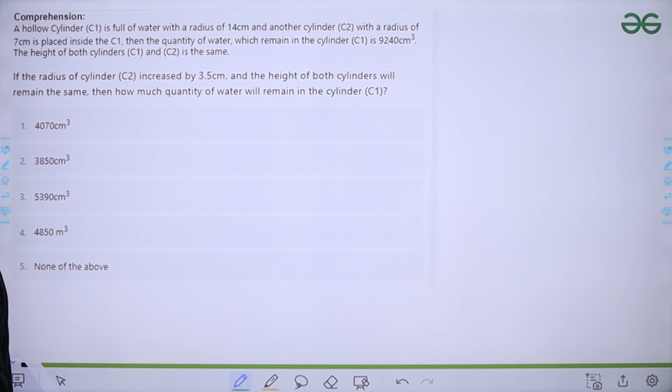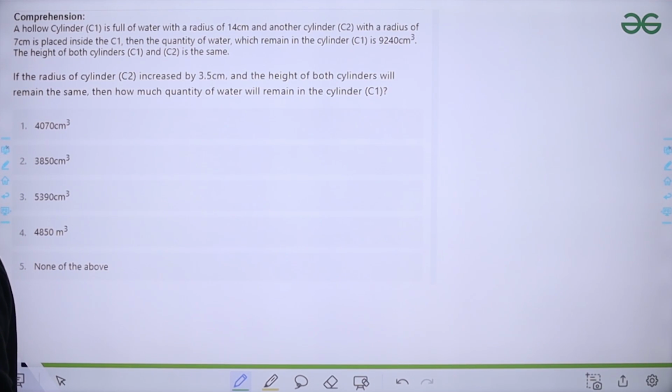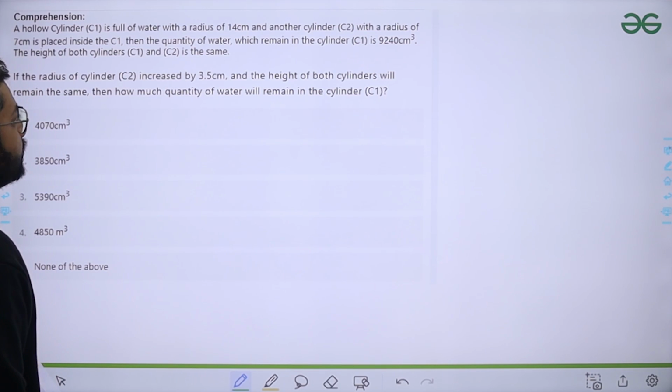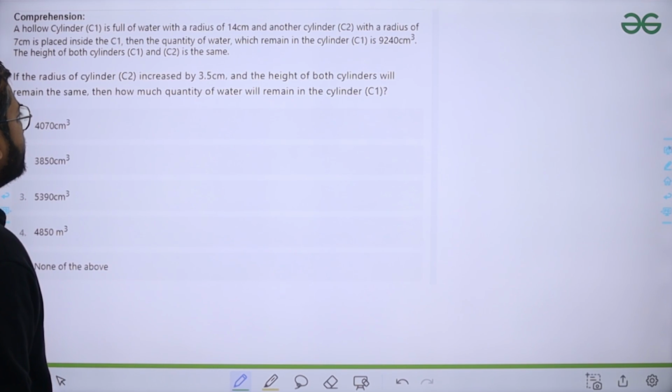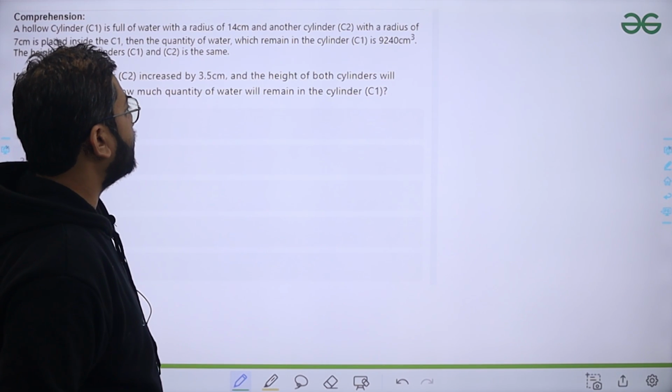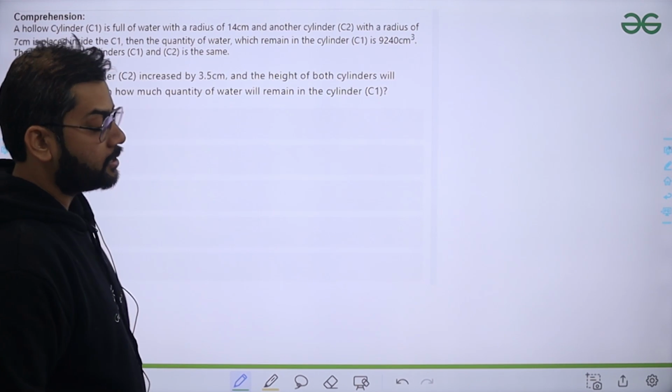Next, a hollow cylinder C1 is full of water with the radius of 14 centimeter. Another cylinder C2 with the radius of 7 centimeter is placed inside the C1. The quantity of water which remains in the cylinder C1 is 9240. The height of both cylinders is the same. If the radius of the cylinder C2 is increased by 3.5 centimeter and the height of both cylinders remains the same, then how much quantity of water will remain in the C1?